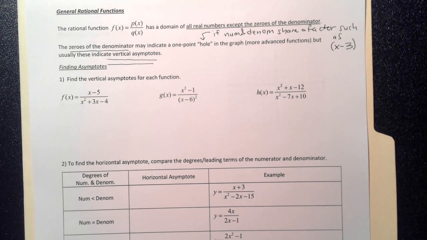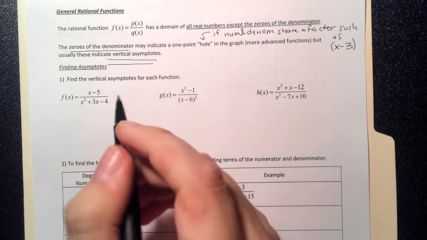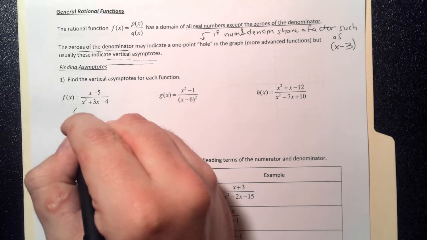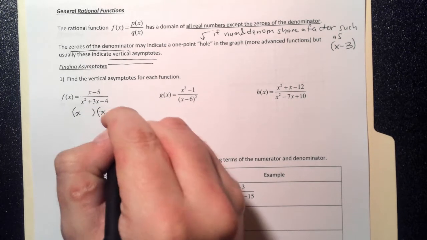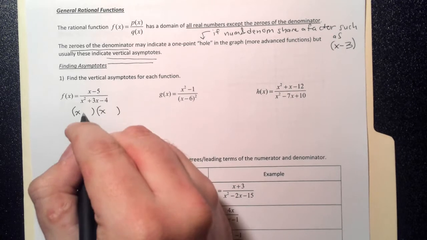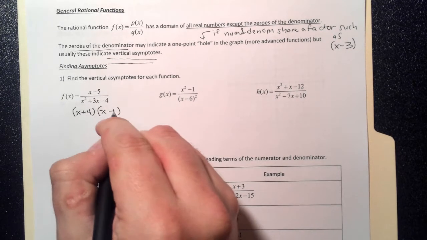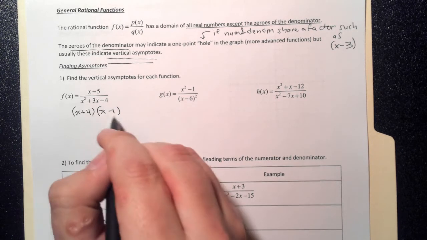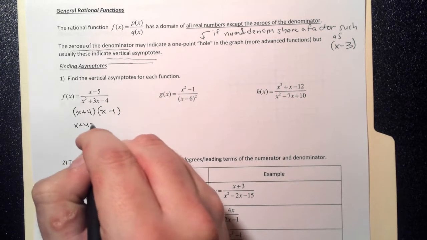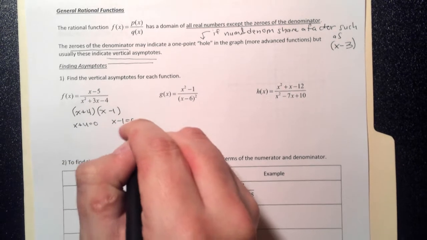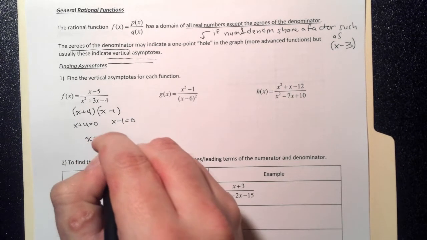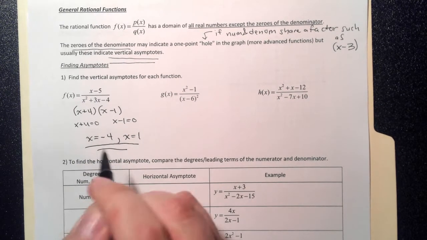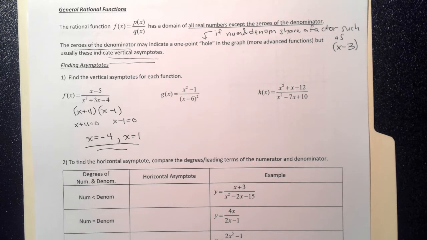So here I want to find the vertical asymptotes for each function. How am I going to do this? Well, I'm going to factor. X squared plus 3x minus 4. If I factor this, I know that x squared is x times x, -4 and 3. Well, if I do +4 and -1, I'll get that. So my vertical asymptotes are the two zeros of this. If I say x plus 4 equals 0, x minus 1 equals 0, then I get x equals -4, x equals 1. This function has two vertical asymptotes.